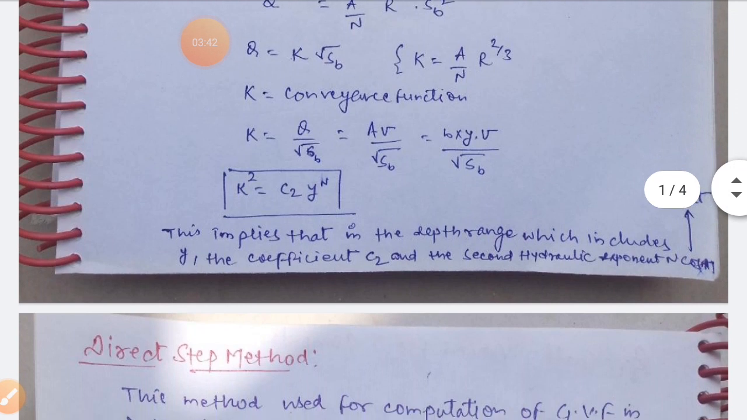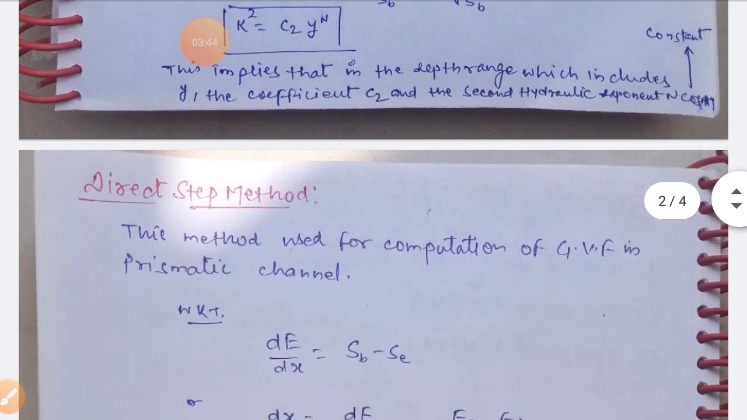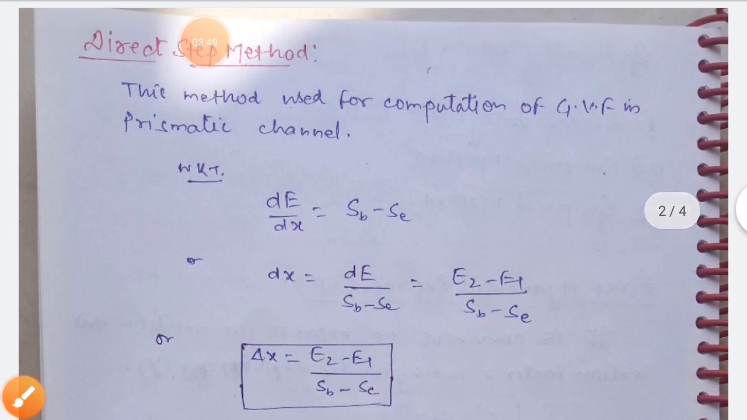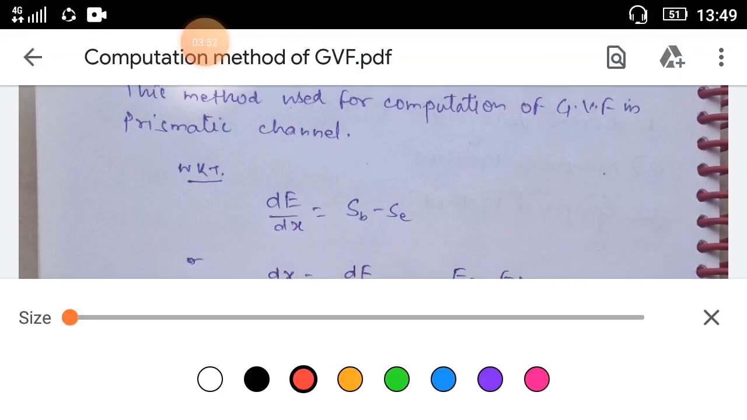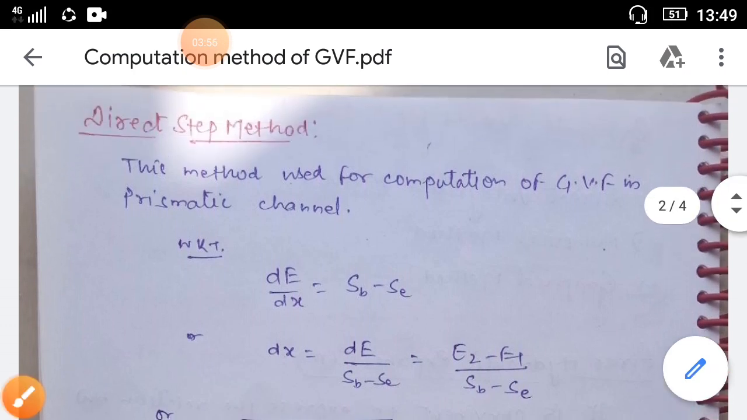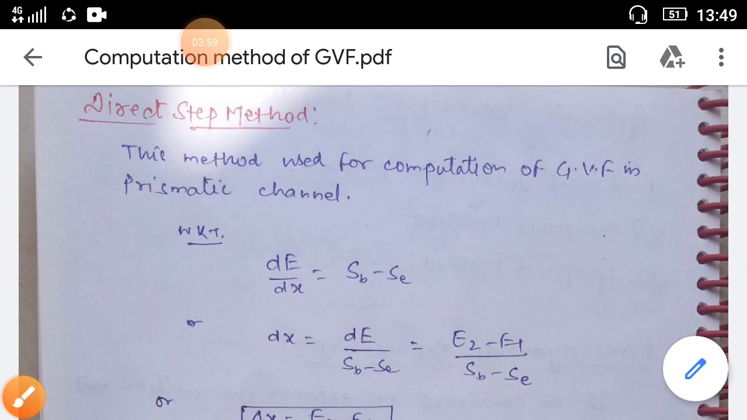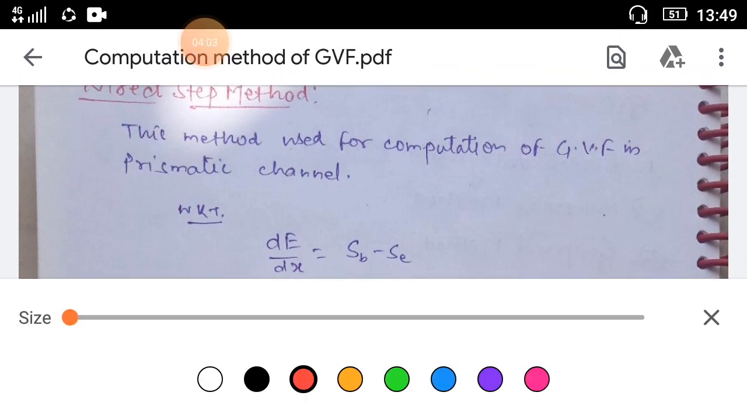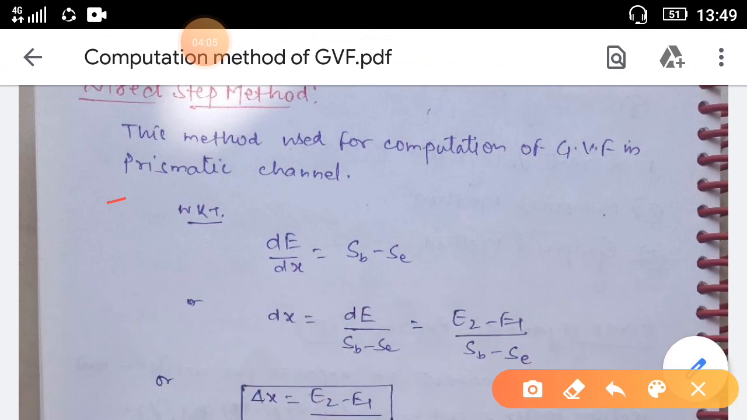Now come to the direct step method. It is the first method of computation technique of GVF. This method is used for computation of GVF in prismatic channels. Clear? Now we know that dE upon dx is equal to S_B, slope of bed, minus S_E, slope of energy.